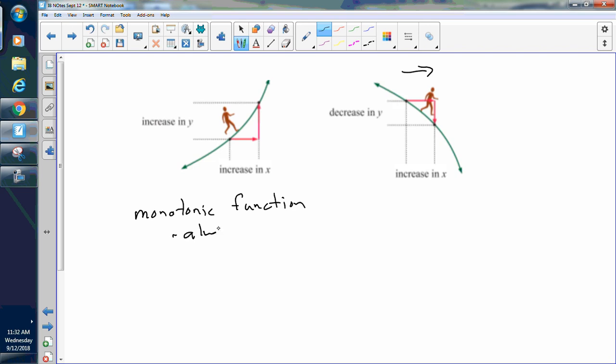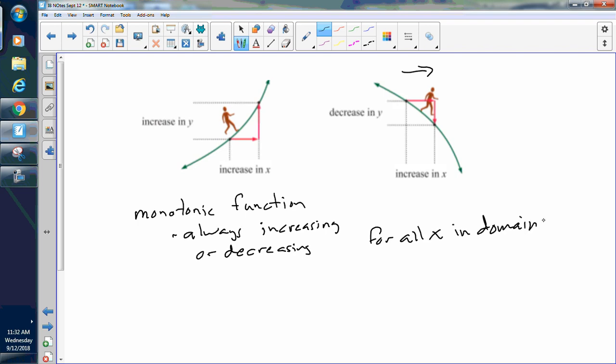Monotonic functions are always increasing or decreasing for all x in their domain. An example of that one would be f of x equals x cubed. X cubed looks something like this. It's monotonic because it's increasing throughout its domain.